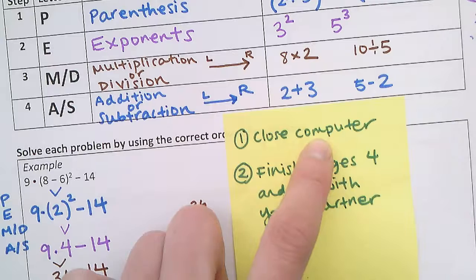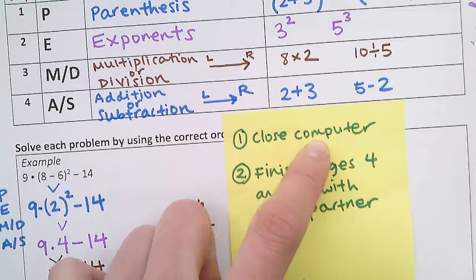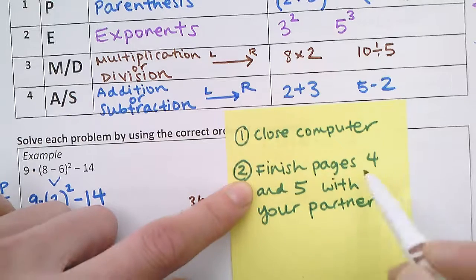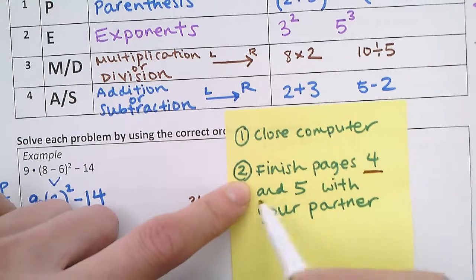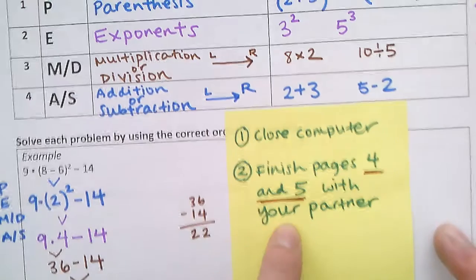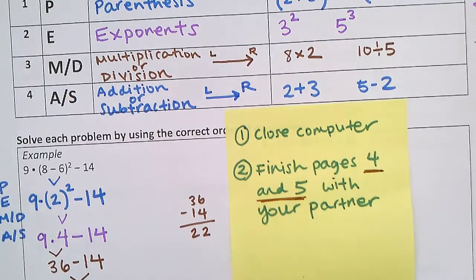You're going to close your computer because you're done with your video notes. And then you are going to finish pages 4 and 5. I really want you to get 4 done and 5, because there's a lot of good practice problems on 5, and that you can do with your partner. Okay, good luck.